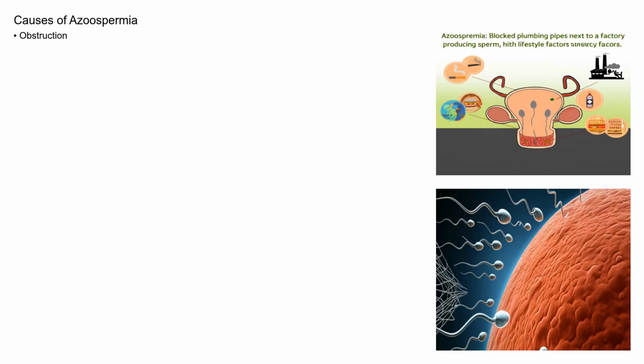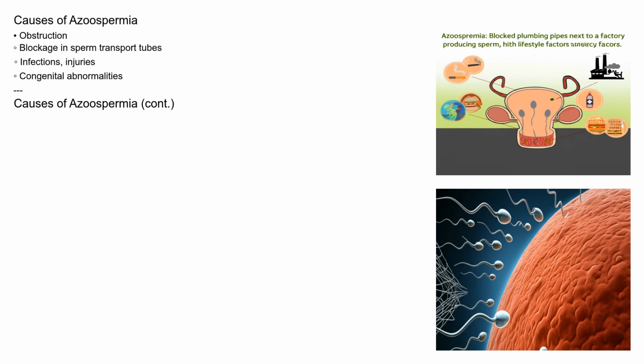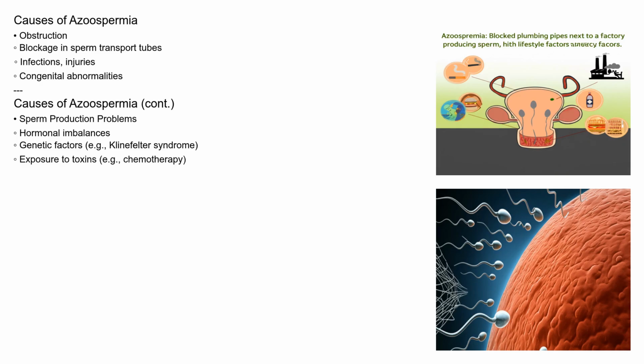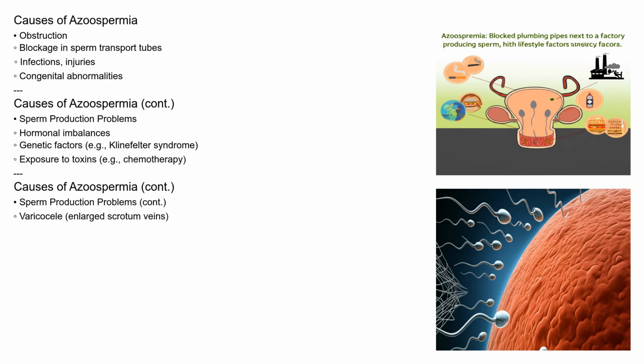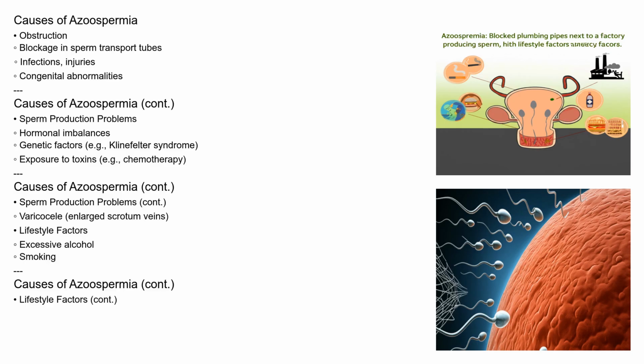The underlying reasons are varied. One broad category is obstruction, where there's a blockage in the tubes that transport sperm from the testes to the penis. This could be due to infections, injuries, or even congenital abnormalities. Another major cause is problems with sperm production within the testes themselves. This can stem from hormonal imbalances, genetic factors like Klinefelter syndrome, exposure to certain toxins like chemotherapy drugs, or even conditions like varicocele, which is an enlargement of veins in the scrotum. Lifestyle factors like excessive alcohol consumption, smoking, and anabolic steroid use can also play a role.